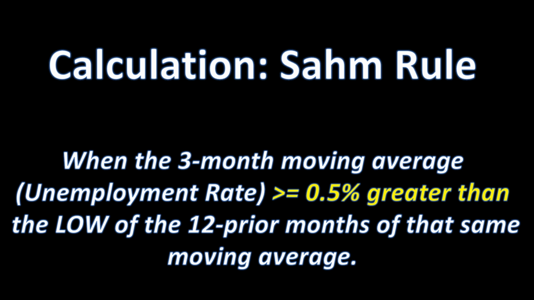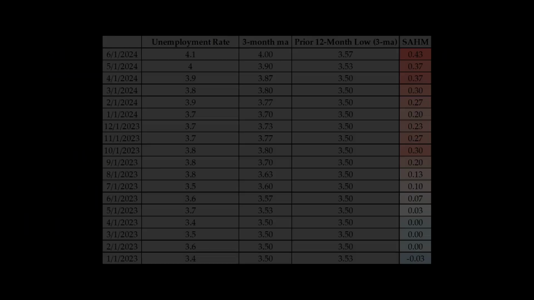How do you calculate this? It's actually quite easy. When the 3-month moving average of the unemployment rate is at least half a percentage point greater than the low of the 12 prior months of that same moving average, we have a signal. Don't worry, we've done the math for you.